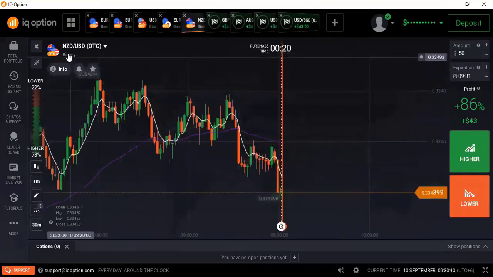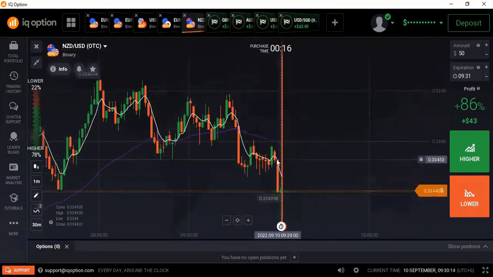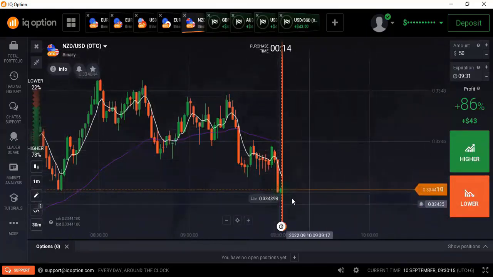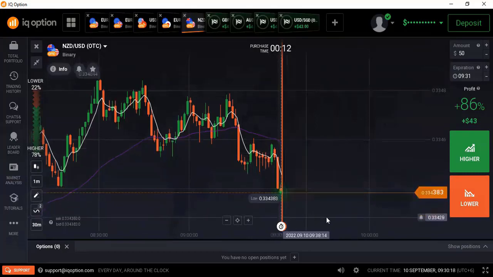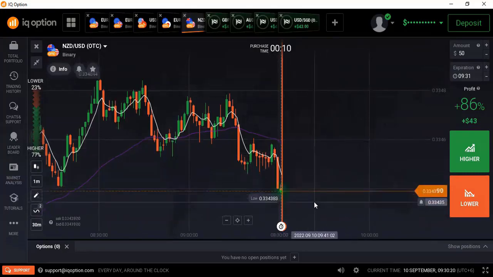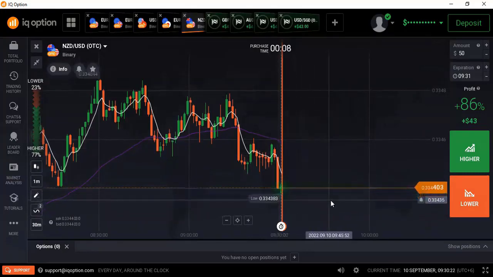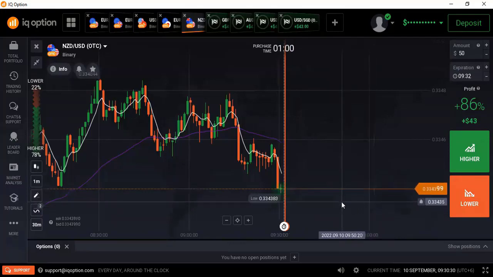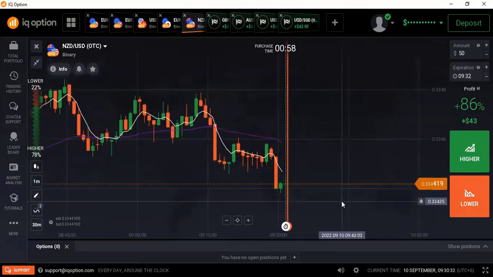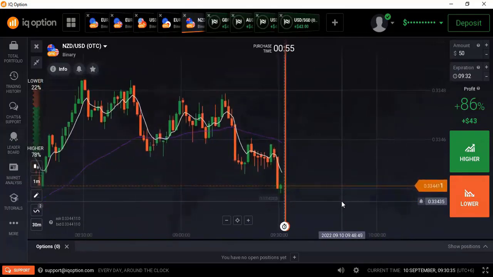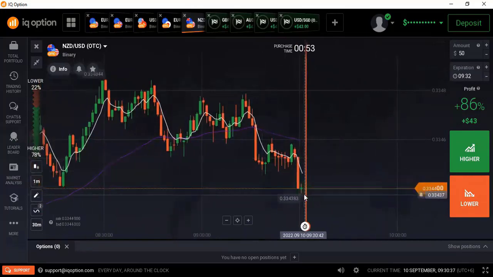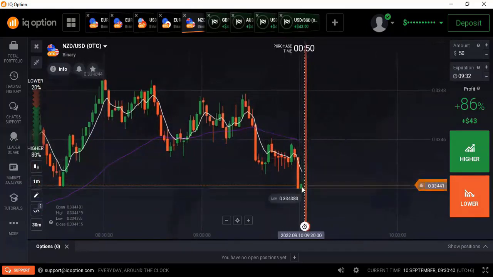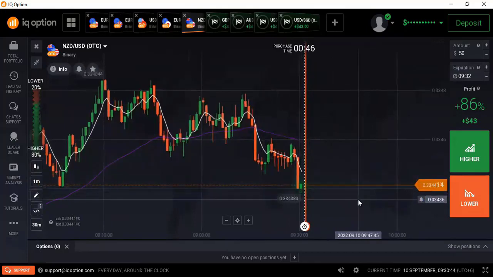Okay, this is NZD USD and the market strongly fell down from this area. There is a support level, a round number level here. Okay, so the market exactly closed at this round number level. I have to wait. No, the market didn't give me a perfect entry point. I have to wait for this candlestick. After the closing of this candle, I will place my trade.